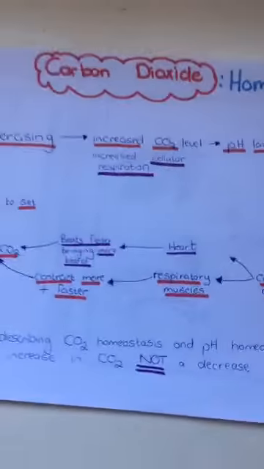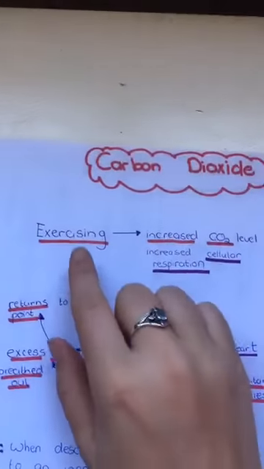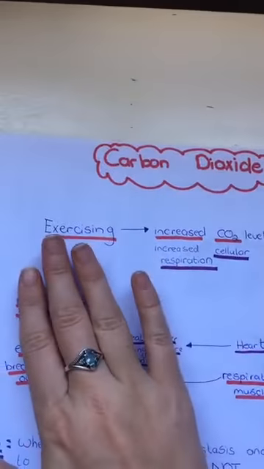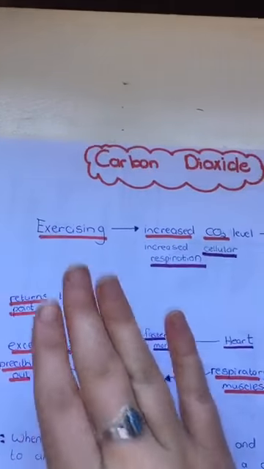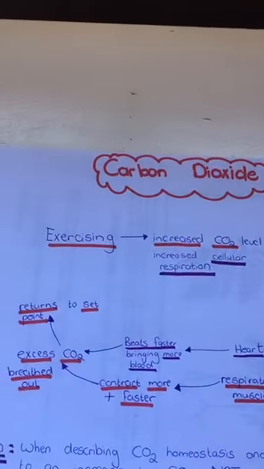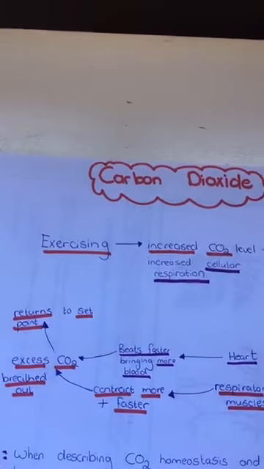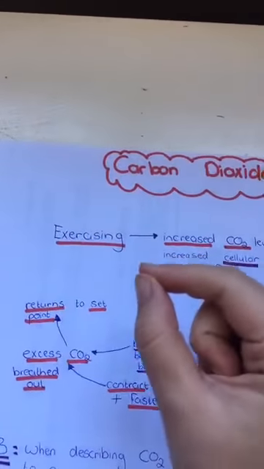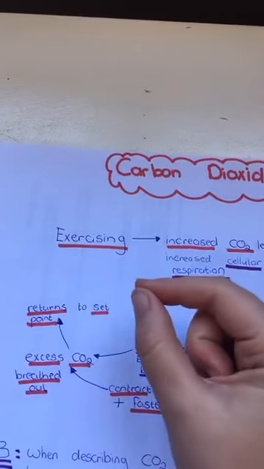So here's my note. I'm just going to pull away a little bit so that you can see how big it is. I'm just going to go in a little bit closer so you can see everything. So let's say, for example, we are going to have to describe exercising. So you are running and you're using a lot of oxygen, which means you are respiring faster.